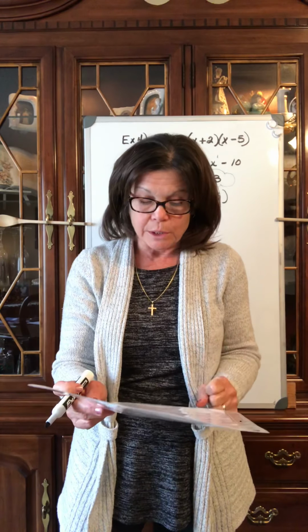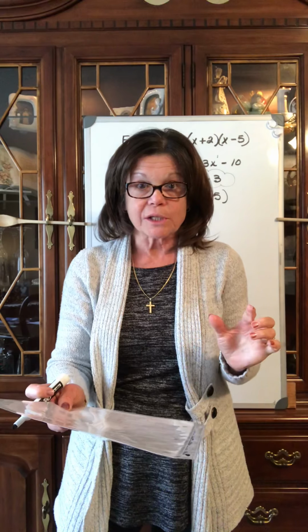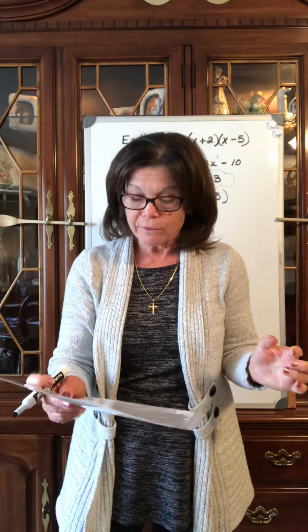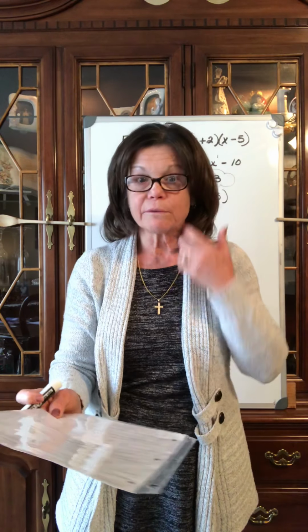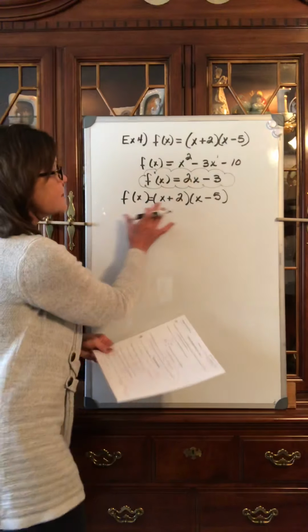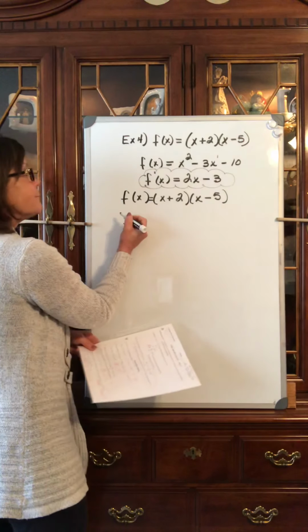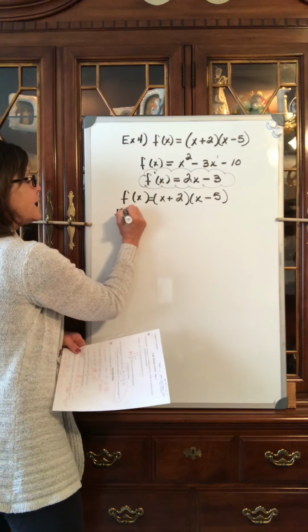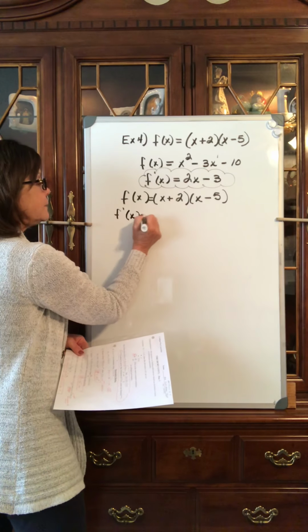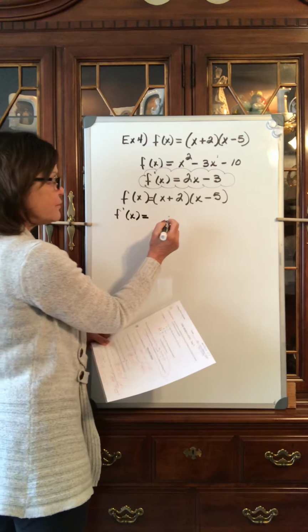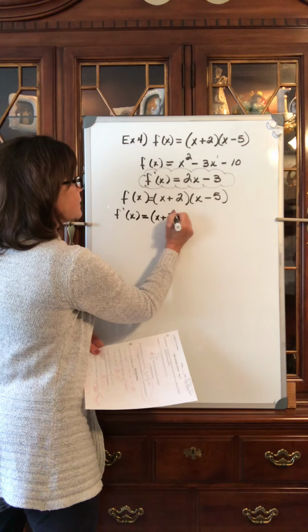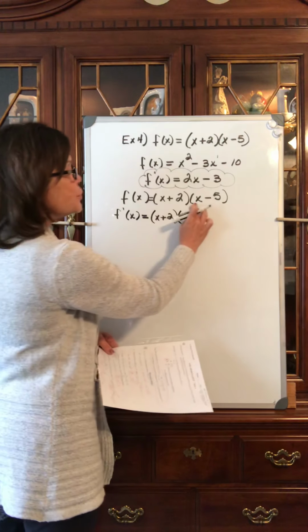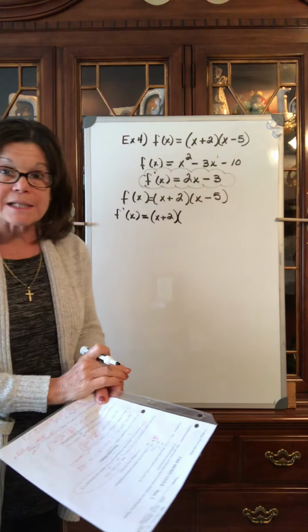Using the product rule, you take the first function, multiply it by the derivative of the second function, plus the second function, and multiply it by the derivative of the first. So let me show you the same question using the product rule. So the first derivative, f prime of x, is going to be equal to the first function, which is x plus 2, times the derivative of the second function, x minus 5.